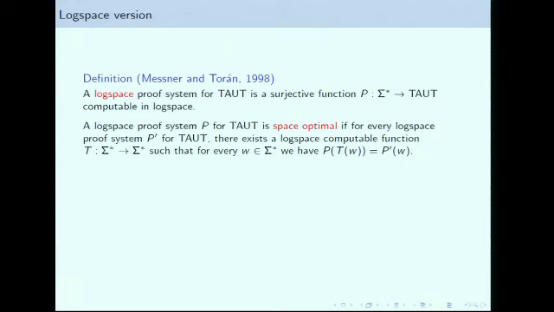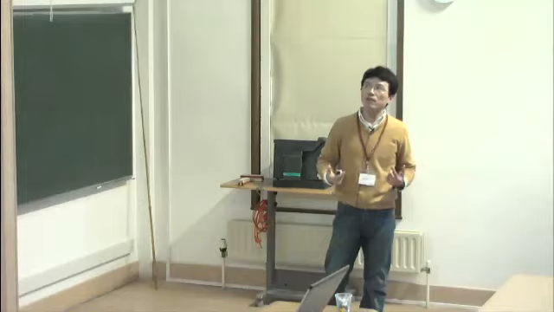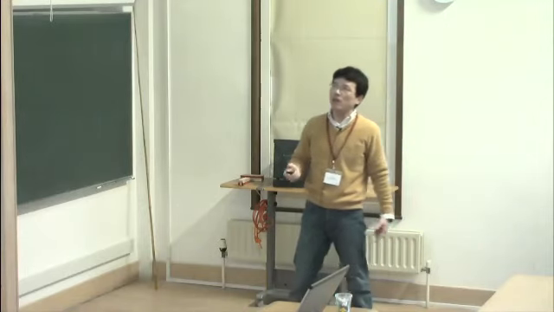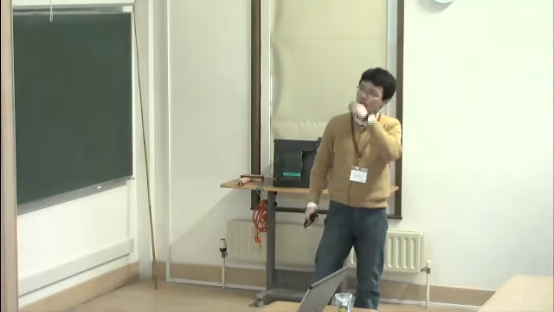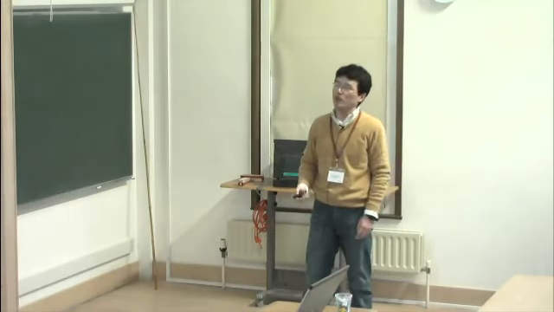So a log space proof system P for TAUT is space optimal if for every log space proof system P' for TAUT, there exists a log space computable function which maps every proof from the second proof system to the first proof system. The thing is, I need this translation to be computable in log space instead of polynomial time, as in the case of a p-optimal proof system.